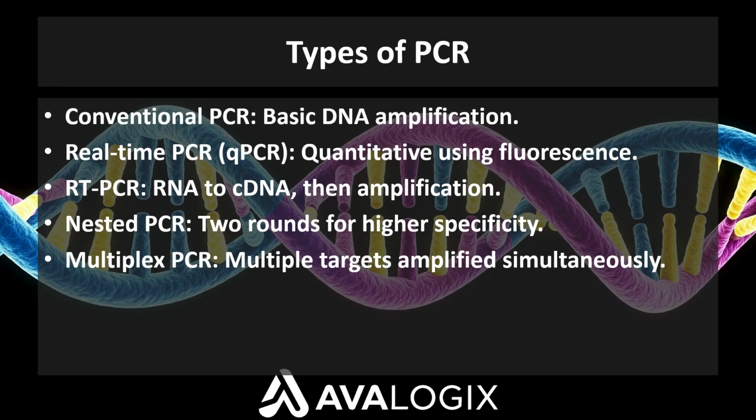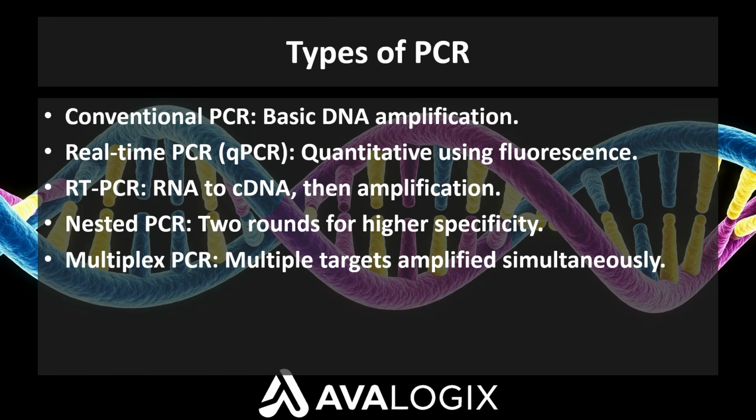Over time, the basic PCR technique has evolved into several variations, each tailored to specific applications and improving upon limitations of the original method. These modified forms of PCR increase sensitivity, specificity, and versatility. Conventional PCR. This is the classic method we've discussed so far. It's used for simply amplifying a target DNA sequence. The final product is usually analyzed via agarose gel electrophoresis to confirm size and yield.